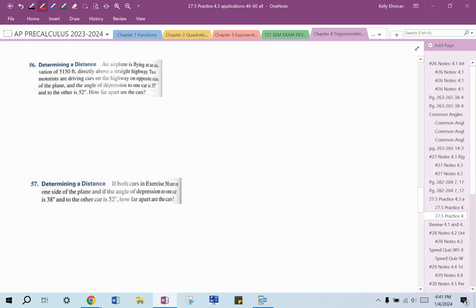Right, these last few problems here, we still have to draw pictures for. So it says an airplane is flying at an elevation of 5,150 feet directly above a straight highway. Two motorists are driving cars on the highway on opposite sides of the plane. So the plane is at a certain elevation, 5,150 feet. Plane's up here. We have one car on one side and one car on another side. They're on the straight highway.